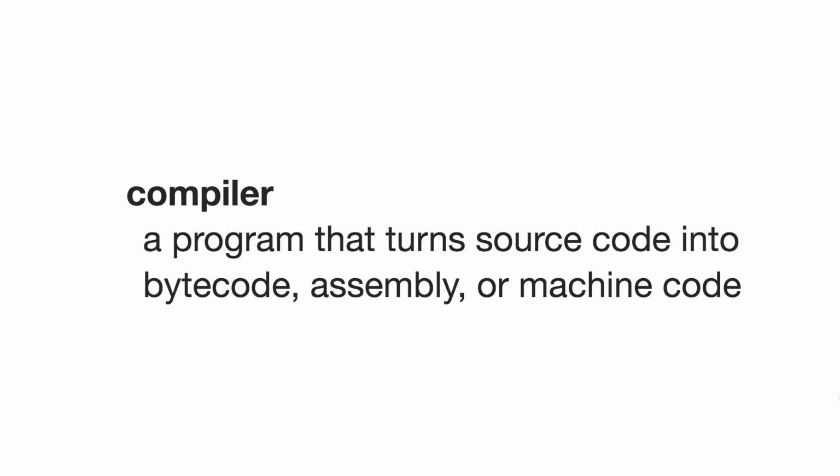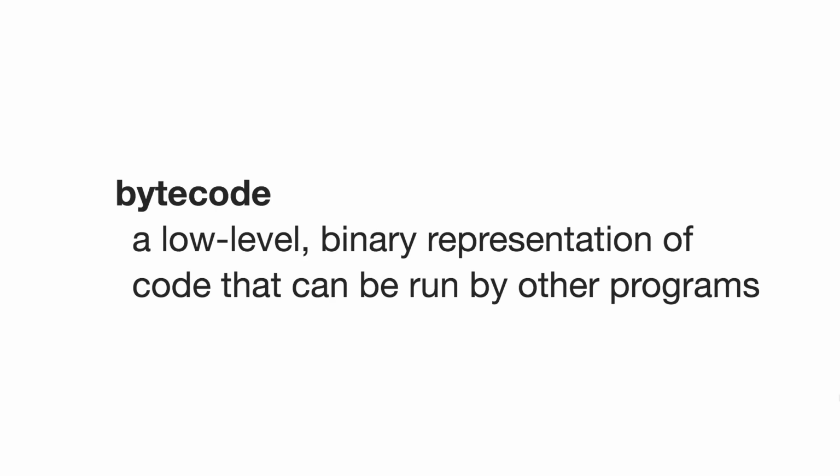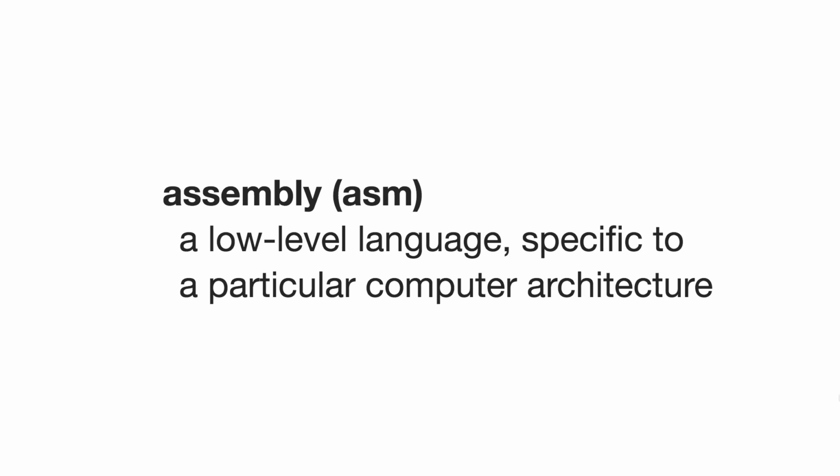Compilers are programs that turn source code into bytecode, assembly, or machine code. As an example, GCC and LLVM are C compilers. Javac is a Java compiler. Bytecode is a low-level representation of source code that can be run by other programs. As an example, when you run Ruby, you're not interpreting Ruby. Ruby is compiling your Ruby down into a bytecode and then running that in the Ruby virtual machine.